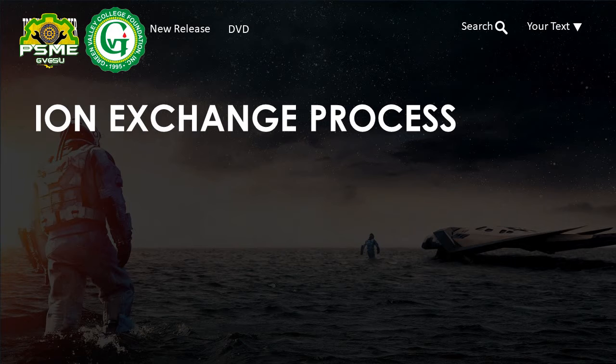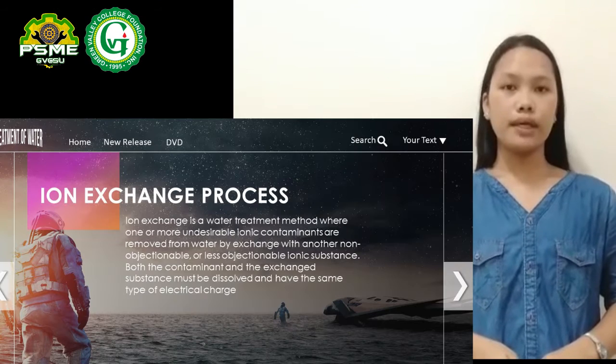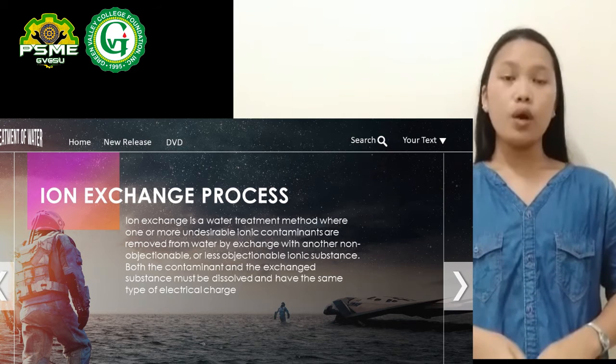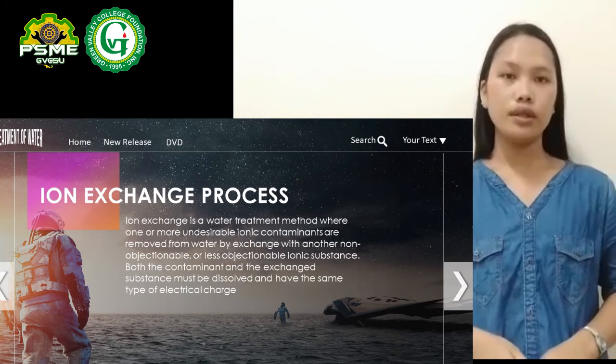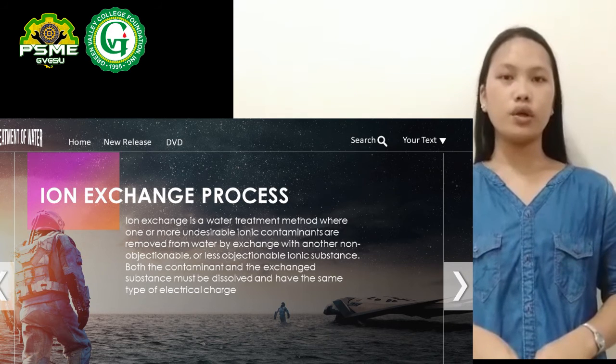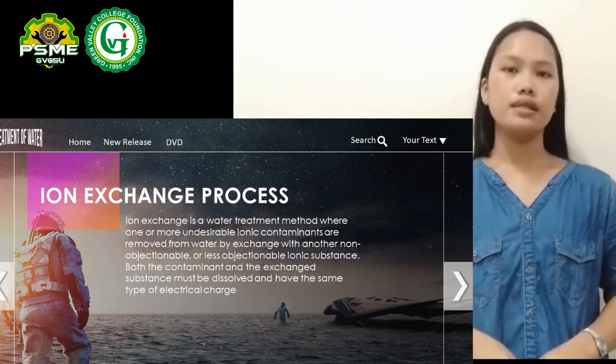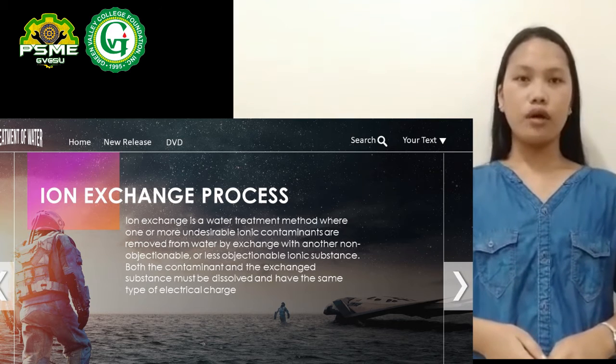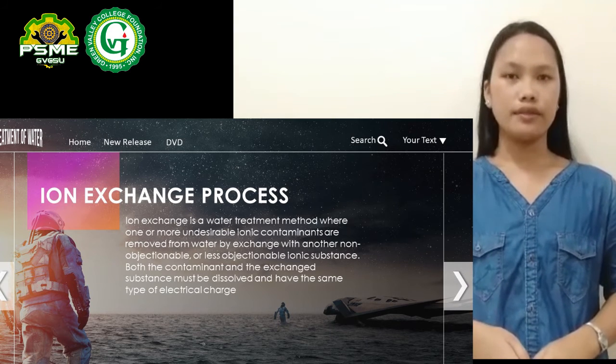There are two types of zeolite: natural zeolite and synthetic zeolite. Natural zeolites are non-porous, while synthetic zeolites are porous and have higher exchange capacity per unit weight than natural zeolite. What is ion exchange? It is a water treatment method where one or more undesirable ionic contaminants are removed from water by exchange with another non-objectionable or less objectionable ionic substance. The ions must be dissolved and have the same type of electrical charge, positive or negative.